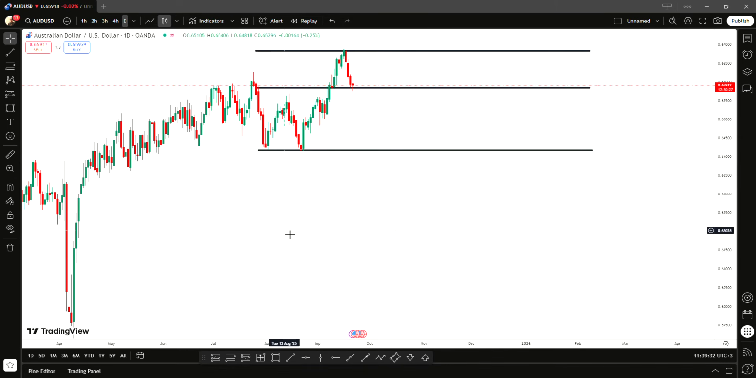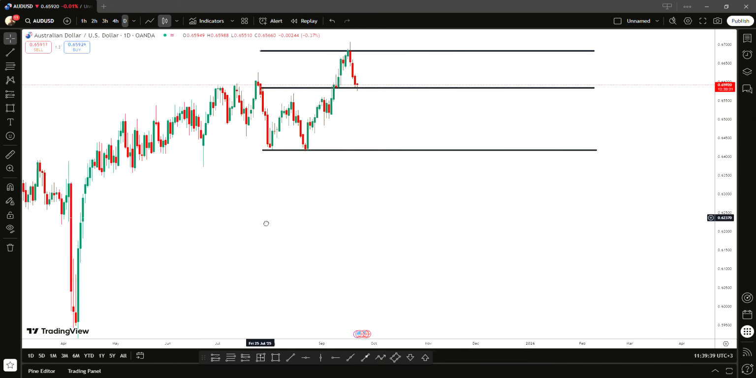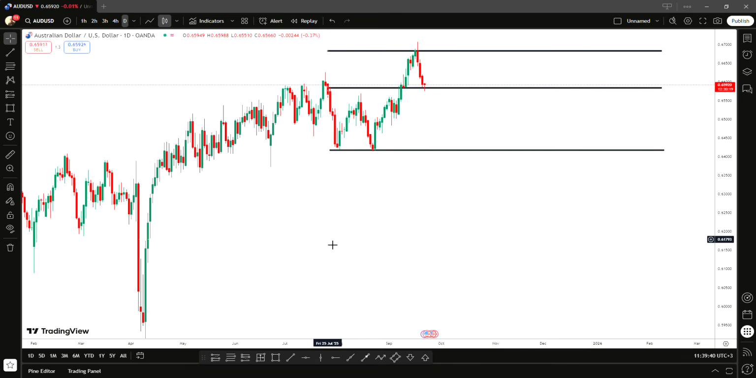So let us proceed. This is AUDUSD, and this is the daily time frame. What do you see? I told you we are combining support and resistance with demand and supply. You can also include some little top-down analysis for clarity. So what do you see on AUDUSD?